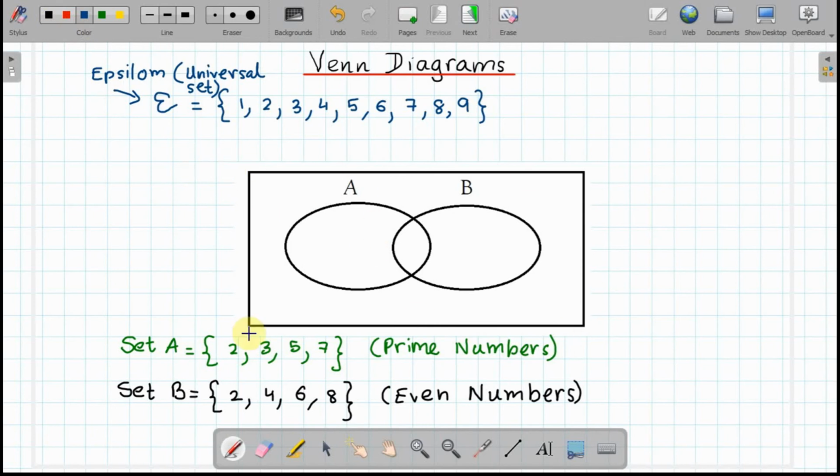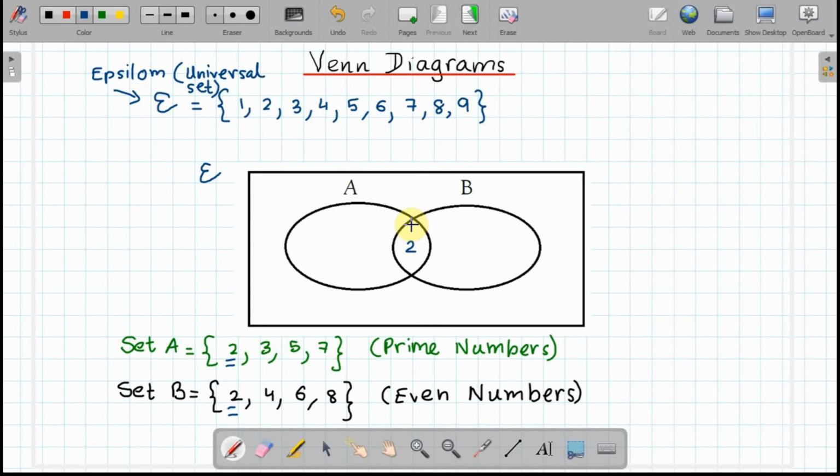Firstly, we draw a rectangle over here with two oval or circular shapes, one representing set A and one representing set B. In the top left hand corner, I'm going to put in the Greek letter epsilon to represent the universal set. As we can see, the number 2 is in both of these sets. So in the overlap, I'm going to start off by putting in the number 2. That's where I would start.